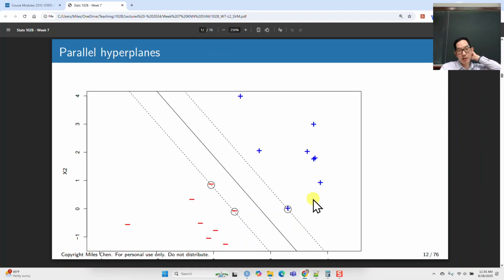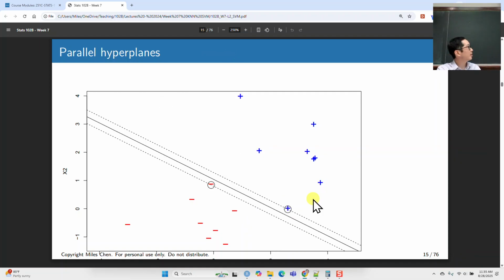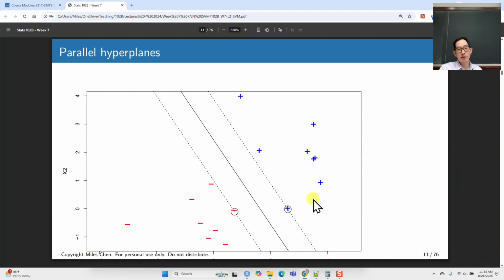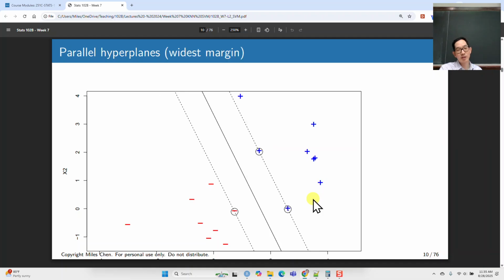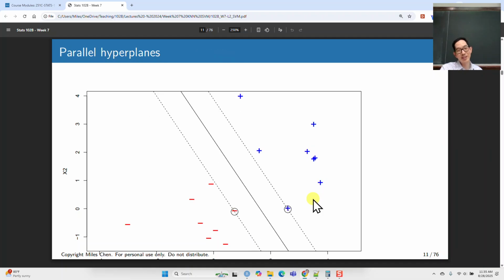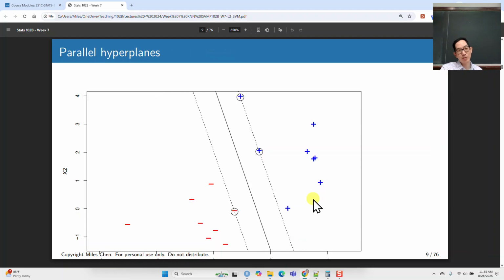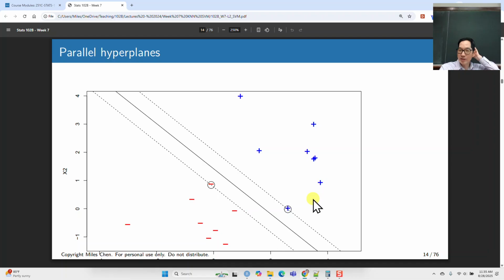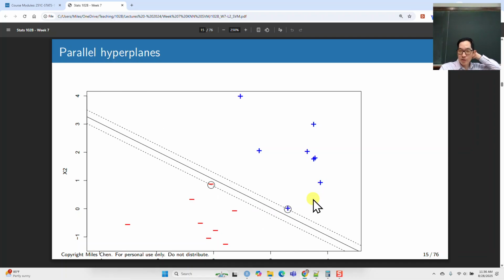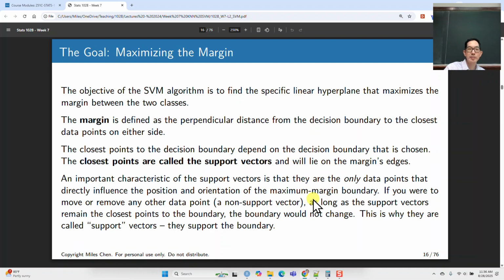If I try picking other angles, you get smaller margins. Somewhere around here, but this one's the widest one. That one's the widest, and everything else is going to be thinner. So the one we want to pick is the one with the widest margin. That's what we're going to try to do: find that specific boundary, that linear hyperplane, that's going to maximize the margin between the two classes.